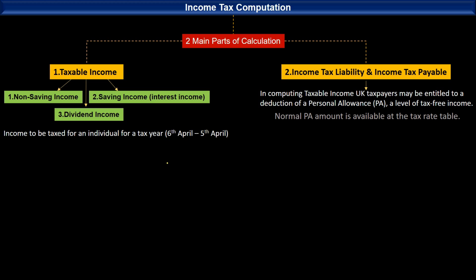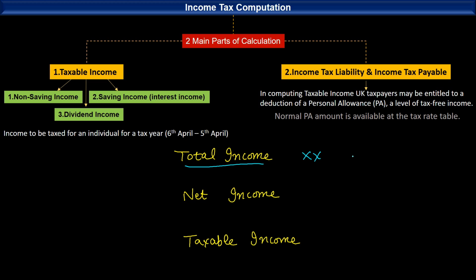Now, before going forward, we have a few terms that you should know about. The first term that we have is total income, and the second term is known as net income, and finally we have taxable income. Our total income includes all the income before any deductible payments.